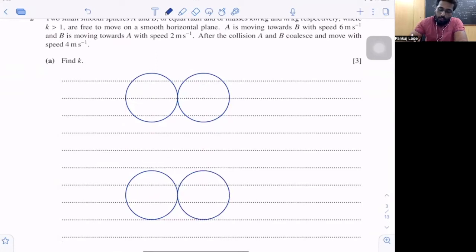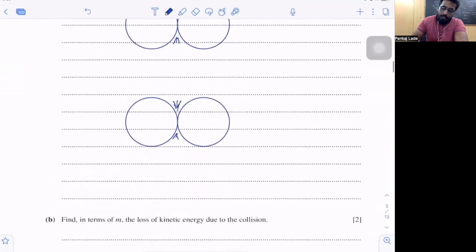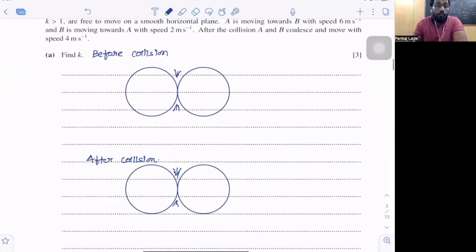Okay, so there is a collision that is happening here. So that's collision. So this first part is before collision, and the second diagram that I'm making is after collision. Now what you want to understand over here is the direction of velocity.